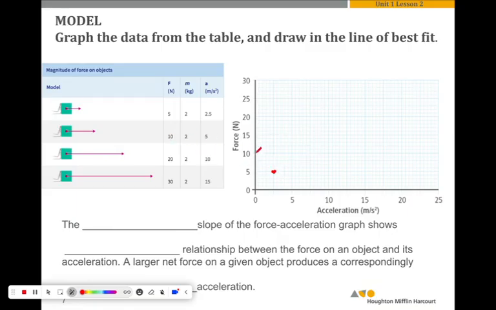When the force is 10, it accelerates up to 5. When the force is 20, a 2 kilogram mass accelerates 10 meters per second squared. And when the force is 30, a 2 kilogram mass accelerates 15 meters per second squared. So let's draw the line of best fit for these points.